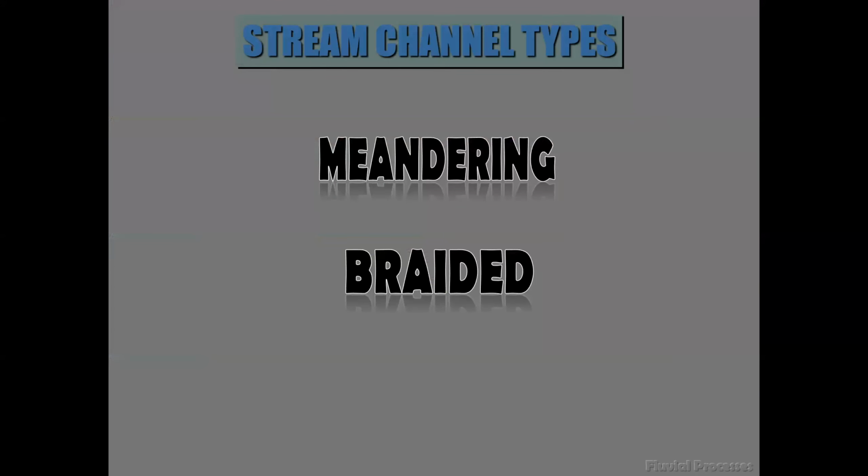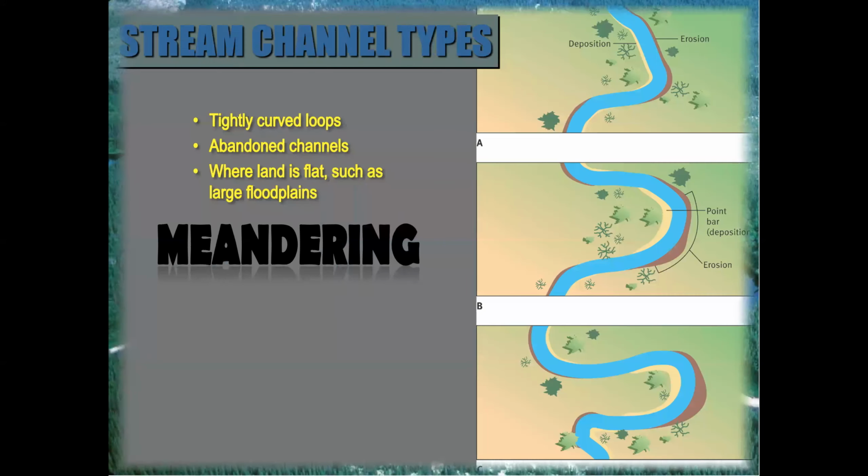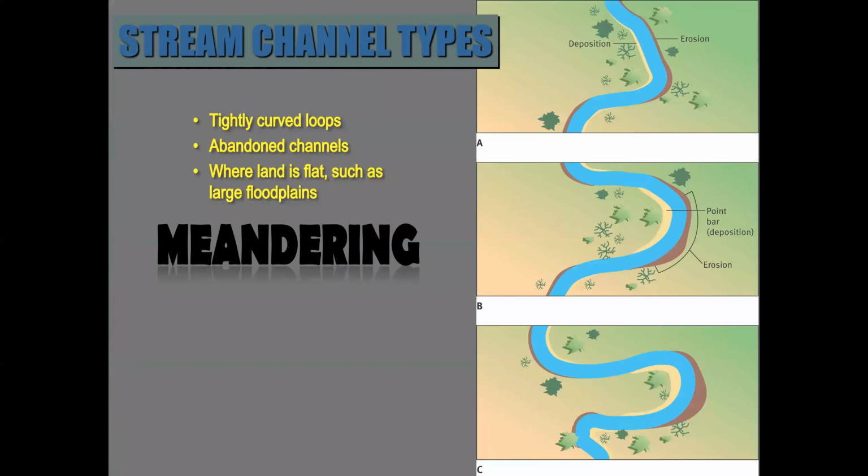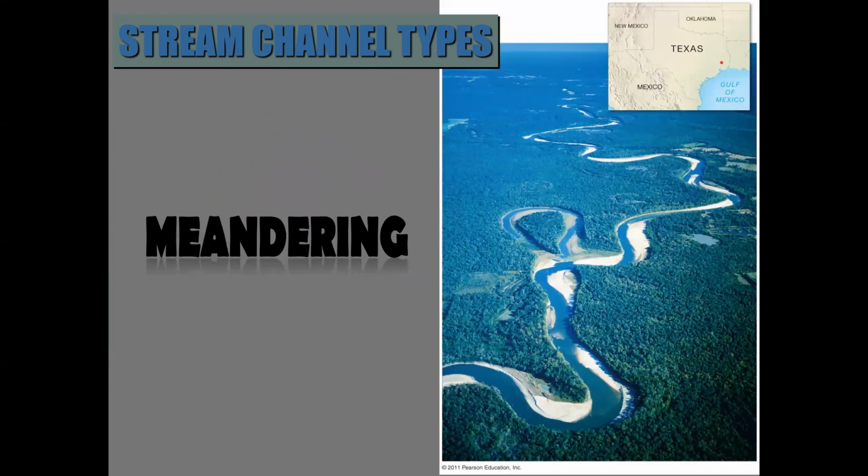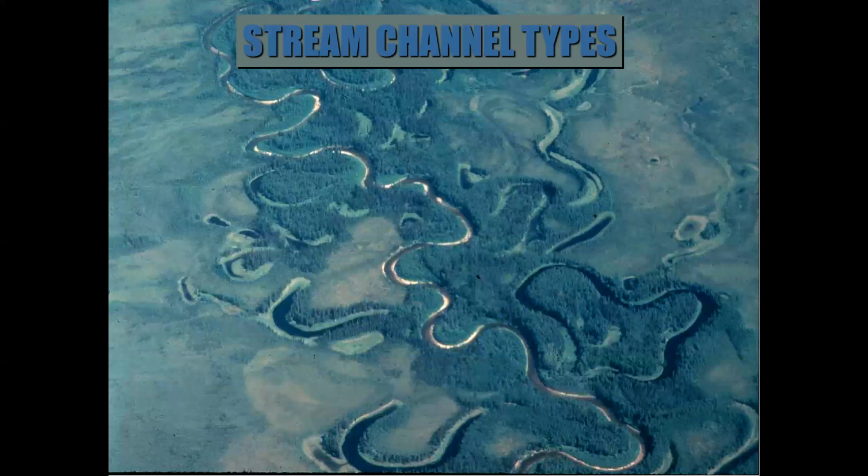Stream channels, meandering and braided, are the two significant ones. So here's an example of meandering. It's like a hose on the ground. It goes back and forth, back and forth. Here's an example of a meandering stream in a river along the East Texas coast. Notice the different meanders along the way. Here's an example of a wildly meandering river in Alaska.